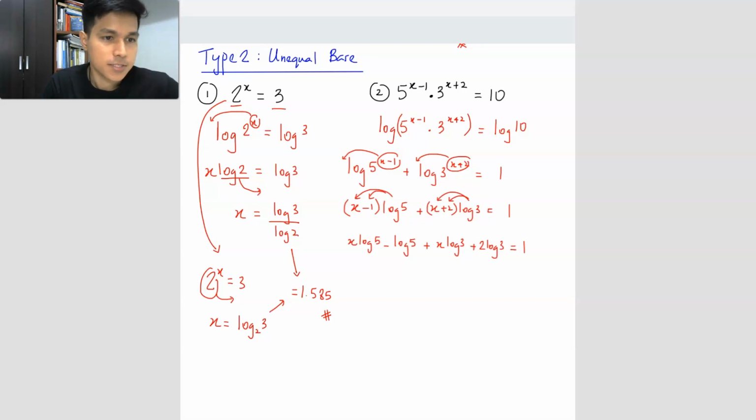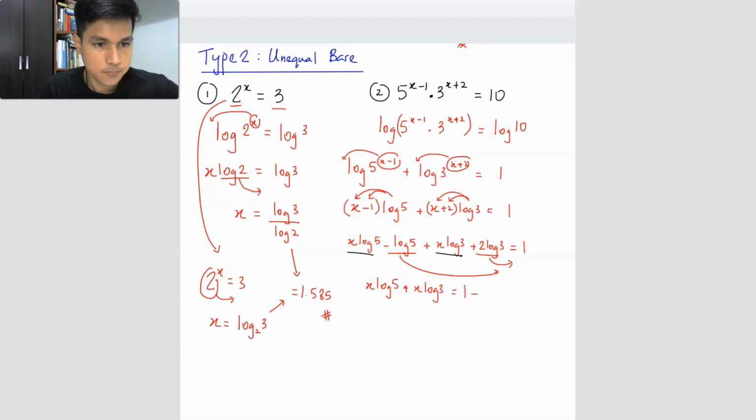From here we can see that only these two terms have x inside. The rest have no x, so we assume they are constants. The other ones we bring to the other side, and we only leave the x terms together. So you have x log 5 plus x log 3 equals 1. Now this one I bring across, it becomes plus log 5, and this one becomes minus 2 log 3.